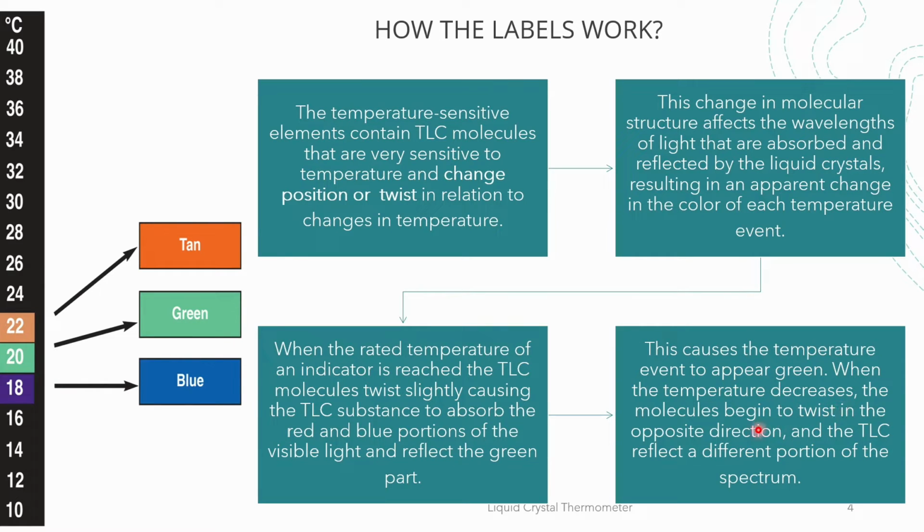When the temperature decreases, the molecule begins to twist in the opposite direction. So this is going backwards, and the TLC reflects a different portion of the spectrum, which means over here the blue color at 18 degrees Celsius. That is how the liquid crystal thermometer works.